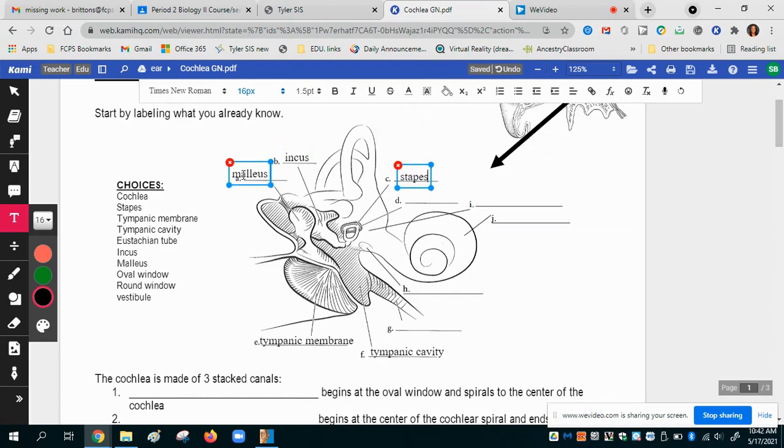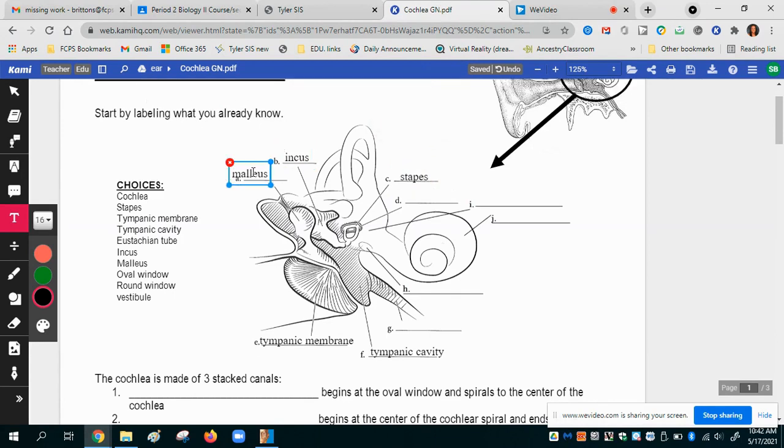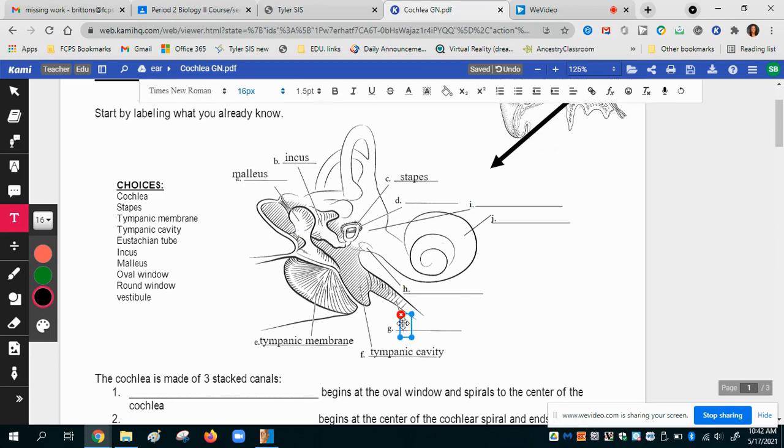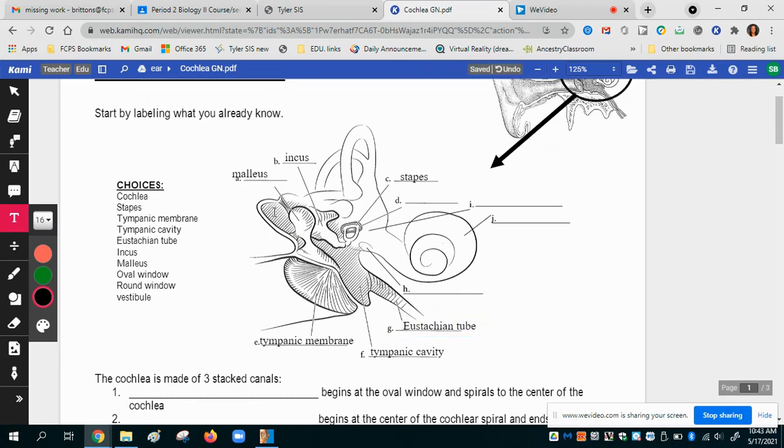Remember, the common names are hammer, anvil, and stirrup for malleus, incus, and stapes, and those collectively make up the auditory ossicles of the middle ear. Finally, the last part of the middle ear is this tube. We know that leads to the throat, and that's called the Eustachian tube. That's how we equalize the pressure of the air in our middle ear compared to the outside pressure.